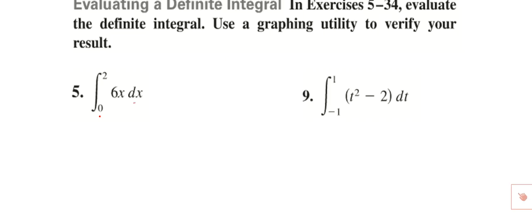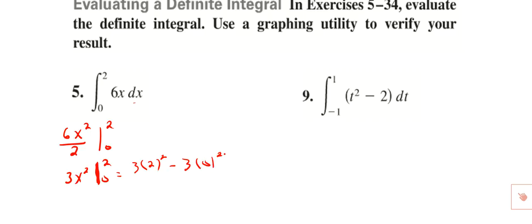All right, so 6x dx, the antiderivative of that: add 1 to the exponent and divide by that new exponent. If we simplify that, that gives us 3x squared. Now we want to evaluate this from 0 to 2. So the first thing I'm going to do is evaluate it at my upper limit of 2. So 3 times 2 squared, minus the evaluation of the antiderivative at the lower limit, minus 3 times 0 squared.